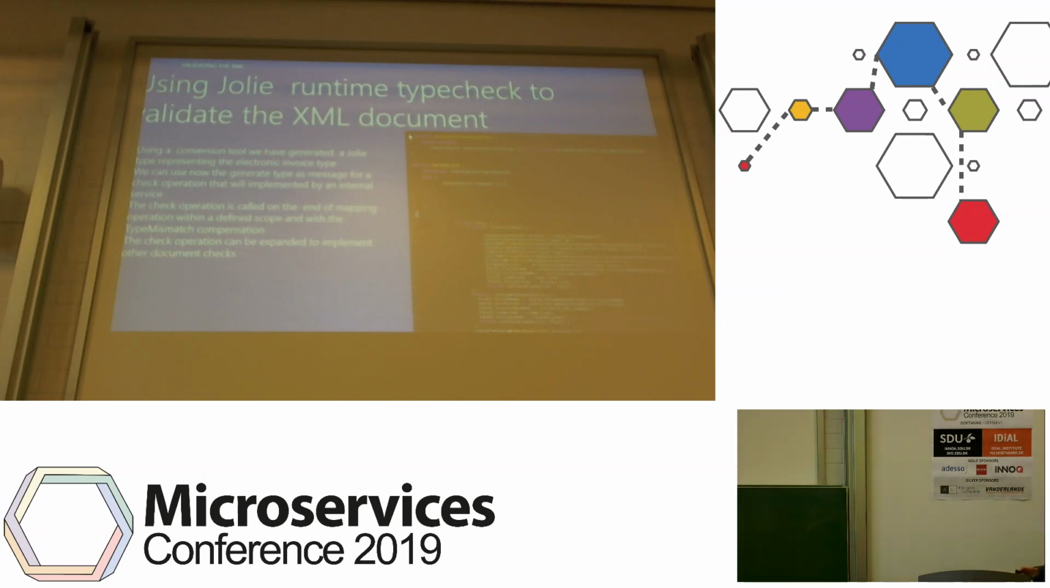So the idea was that we transform the XSD, the descriptor of the document, into a series of Jolie types. Here we are, the fattura elettronica type. They are used as input message, and then we use the runtime type check to validate and catch possible errors. Plus, we can add some extra checks here.